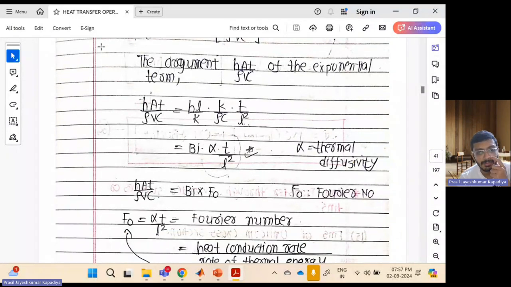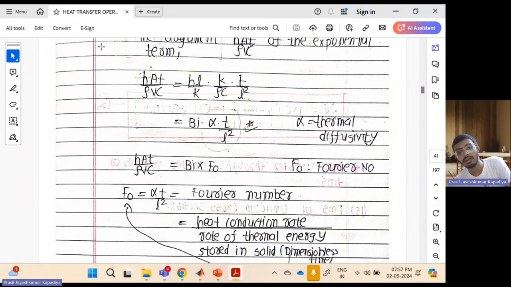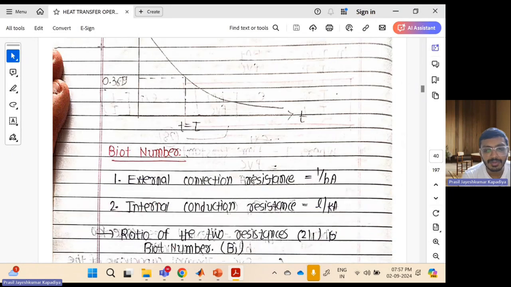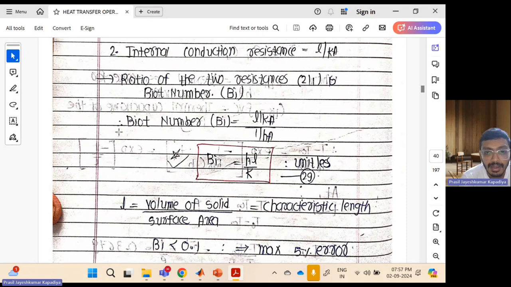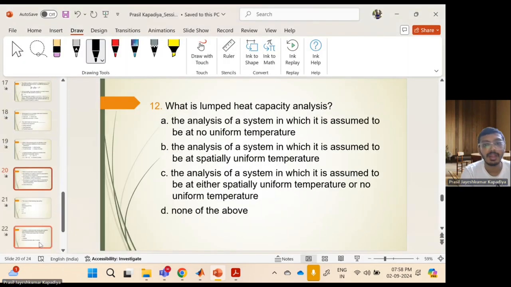Okay, Fourier number is alpha t by L squared. That is heat conduction rate divided by rate of thermal capacity stored in the solid. So this ratio is called the Biot number. And when the Biot number is less than 0.1, our error is a maximum of 5%. So anything within plus or minus 5% is valid. So our answer is, when the Biot number is less than 0.1, this lumped heat capacity analysis is valid. Okay, now next question. What is the lumped heat capacity analysis?